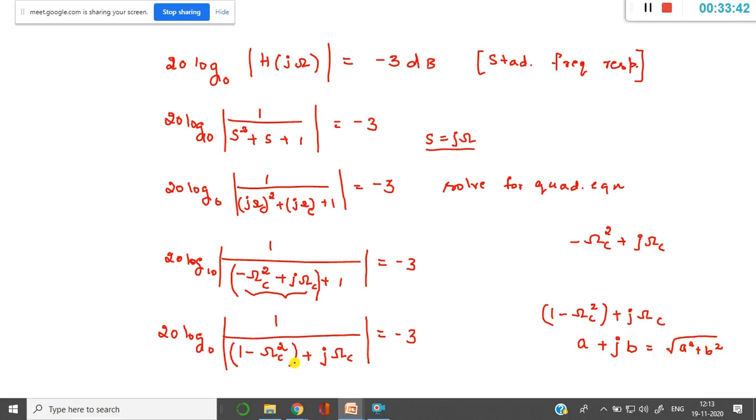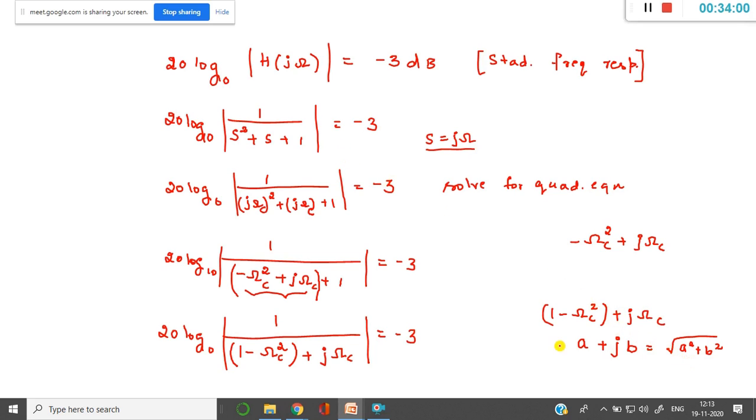So let me write this. I need only the magnitude of this, right? So I rewrite that equation: 20 log of 1 divided by 1 divided by, so here it is a square. A square means 1 minus omega c, so this is a square plus b square under the square root. I can write it in the form of magnitude.